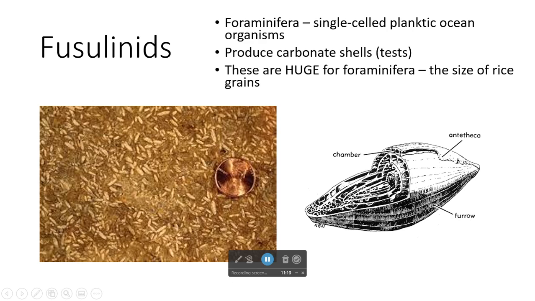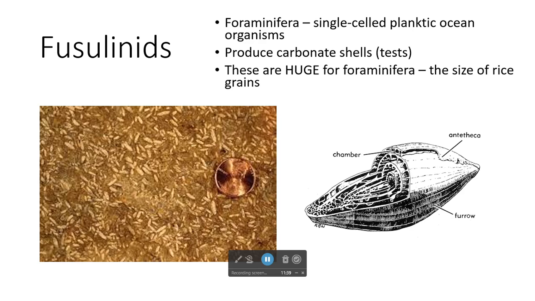And then finally, the most abundant fossil in some of these layers, you should definitely be able to find these if you're a fossil hunter, are fusulinids. These are a type of foraminifera, which is a single-celled planktic oceanic organism. So it lives and floats in the deeper water. It produces these carbonate shells, also known as tests, and these are actually huge for foraminifera. They are giants. They're the size of rice grains.